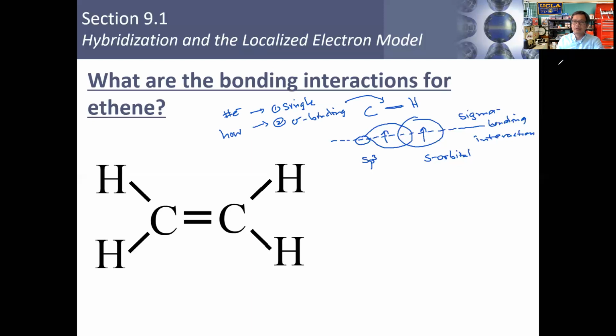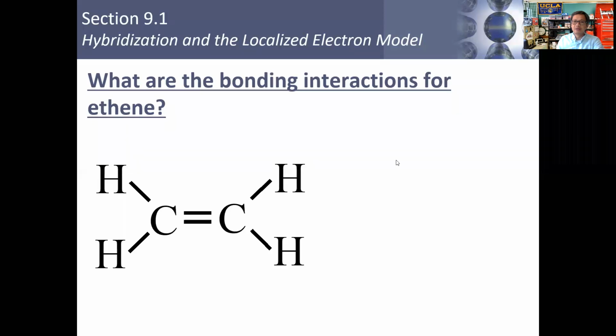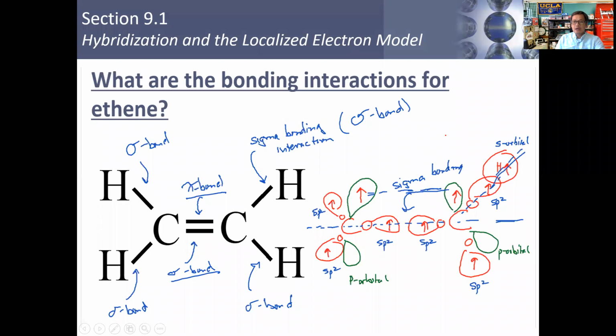I did that for you yesterday, so let's take a look at where we left off. With that said, we saw that there is a sigma interaction between each one of these.